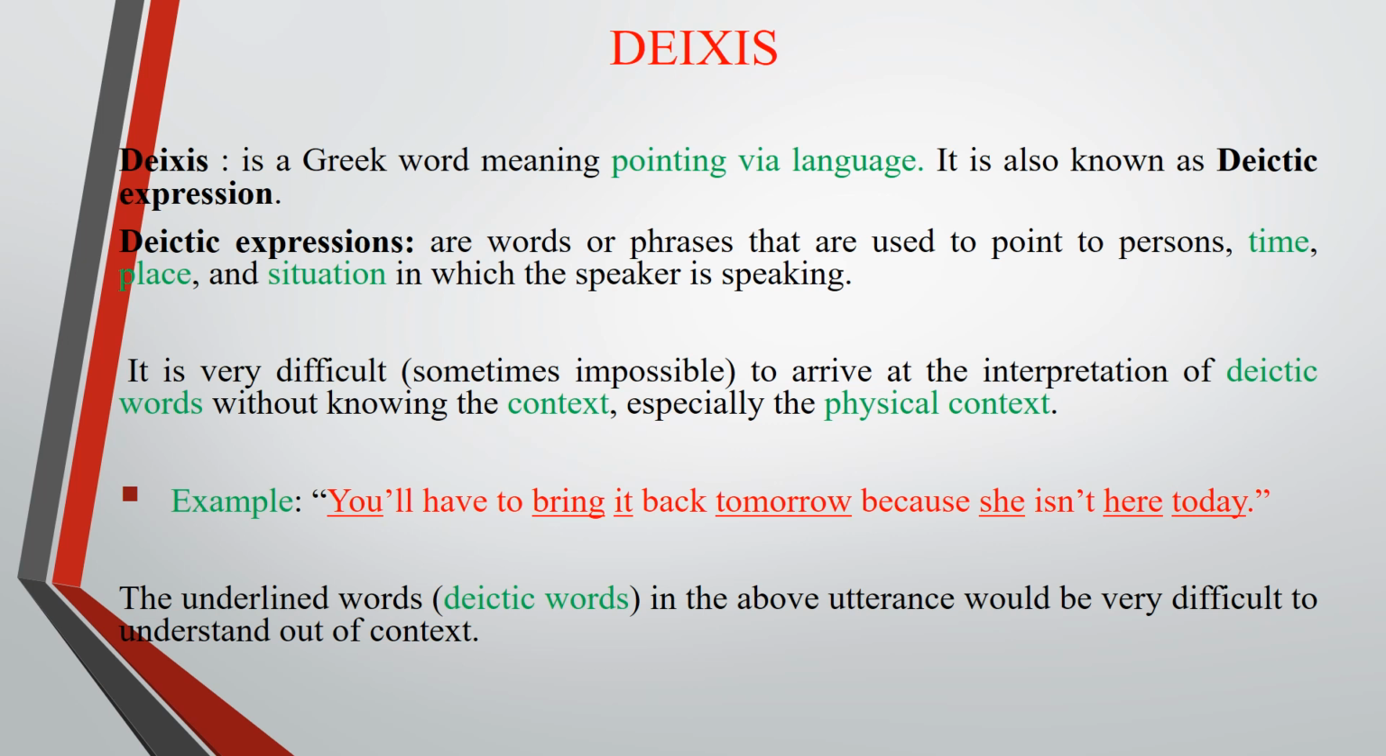Deictic expressions are words or phrases that are used to point to people, time, place, situations in which the speaker is speaking. Now, it is very difficult and sometimes impossible to arrive at the interpretation of deictic words without knowing the context, especially the physical one. For example, if someone says, "You will have to bring it back tomorrow because she is not here today." Now, the underlined words in this utterance are all deictic words, and these underlined words would be very difficult to interpret or to understand out of context. We must have context in order to understand their meanings.